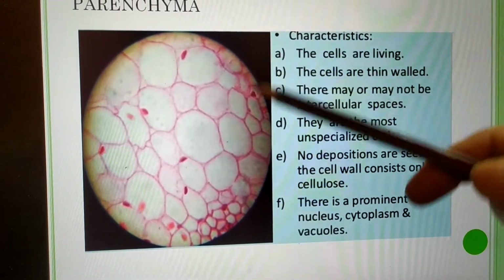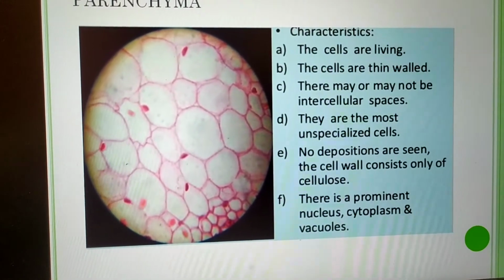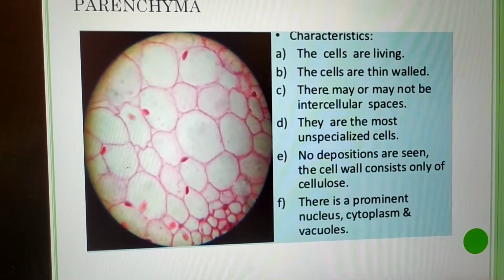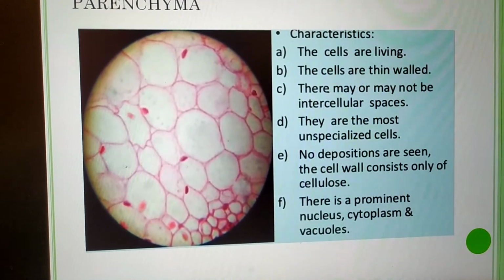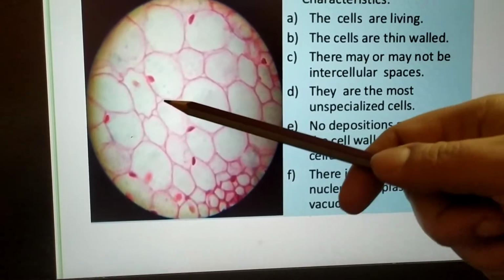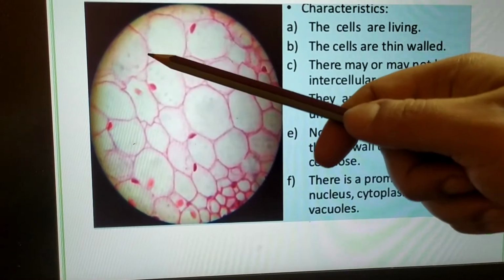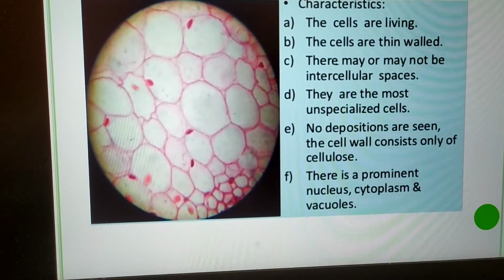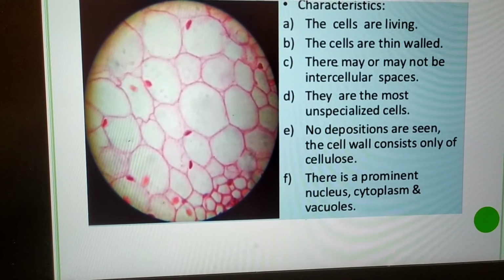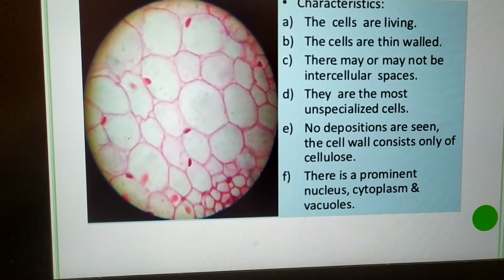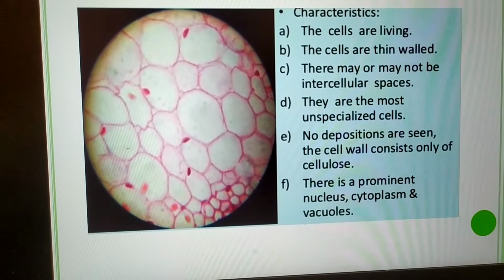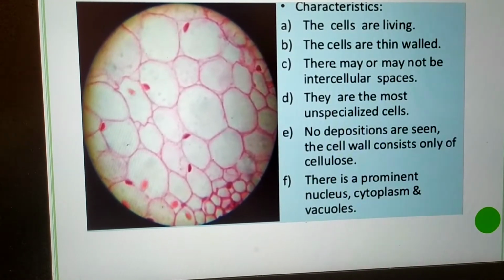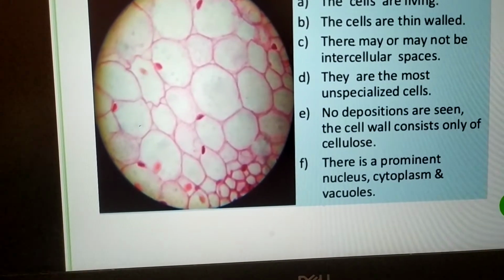The cells of parenchyma are living. The cells are thin walled. There may or may not be intercellular spaces, but here we can see there are intercellular spaces. Between each cell there are spaces. They are the most unspecialized cells. No depositions are seen. The cell wall consists only of cellulose. There is a prominent nucleus, cytoplasm and vacuole.